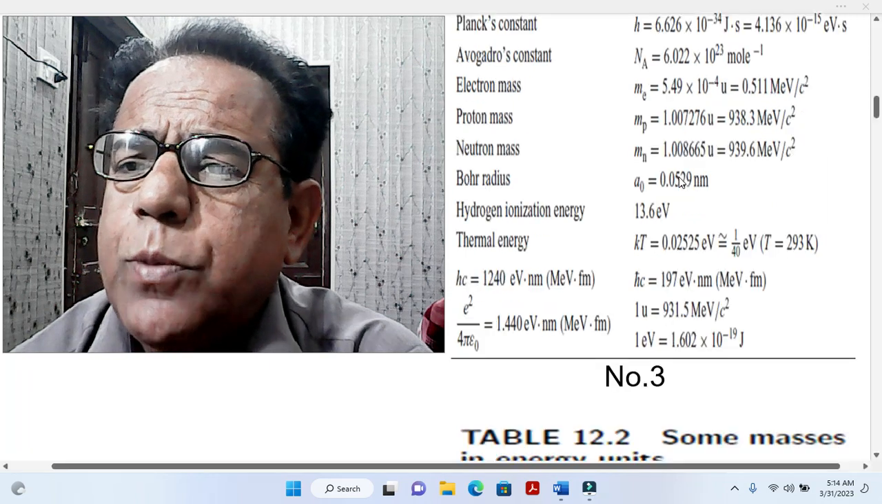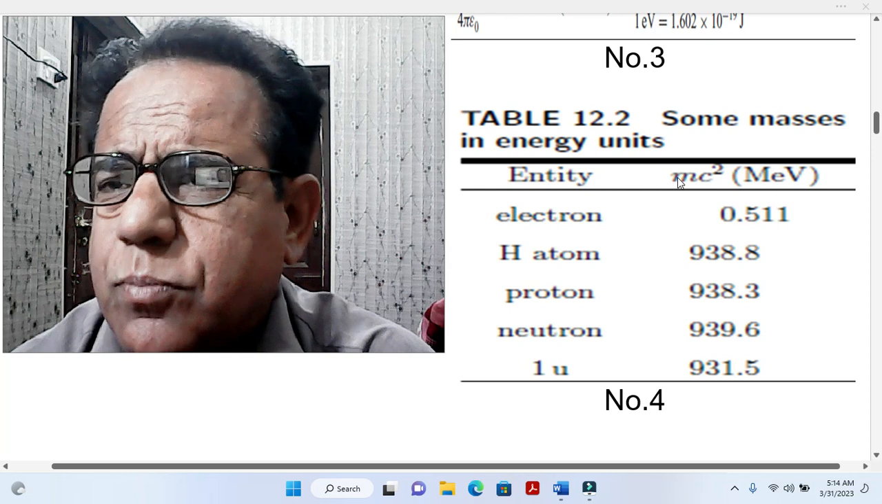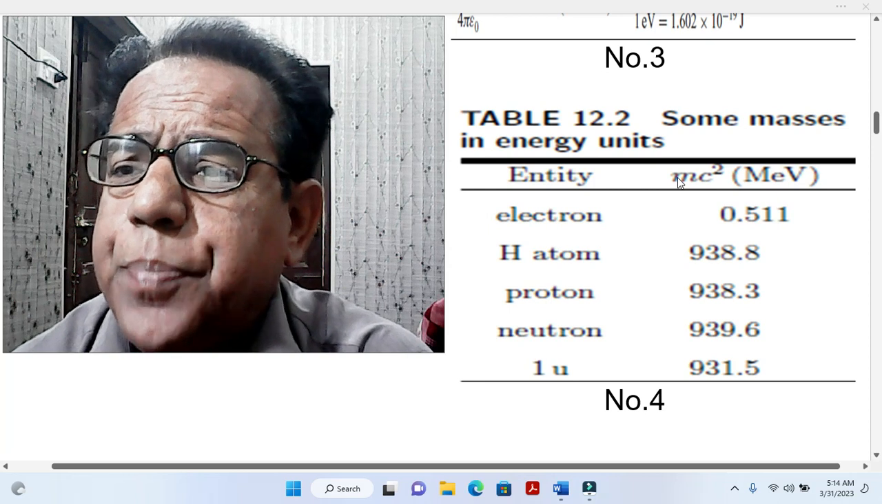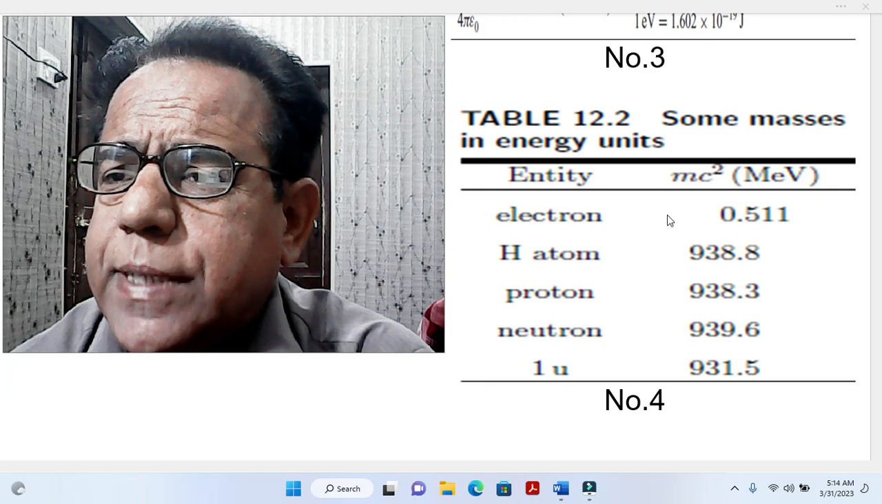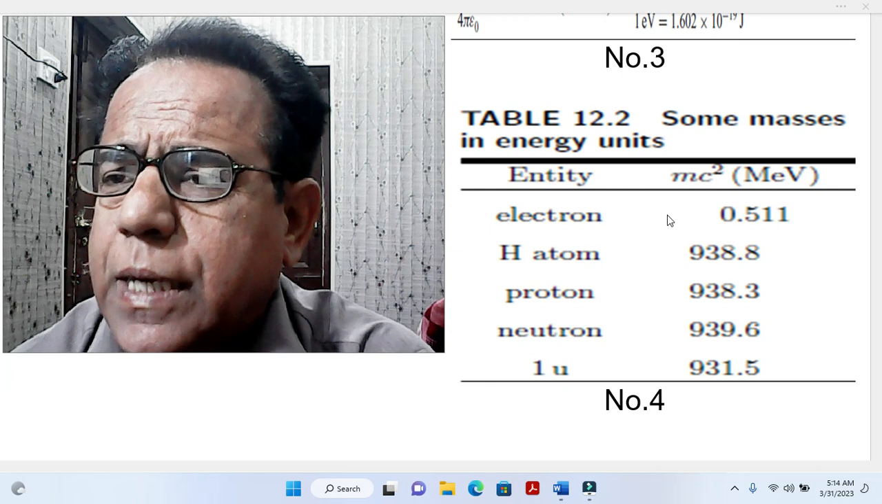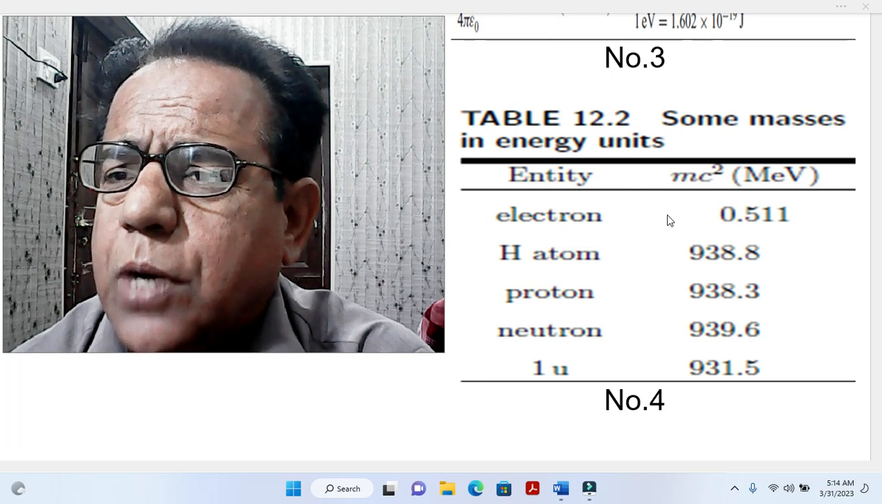Now we move to the third tool, which has also been taken many times. Here the value of electron in terms of mc square, that is 0.5 million electron volt or 511,000 electron volt, is relevant.